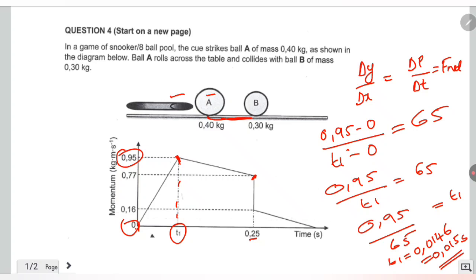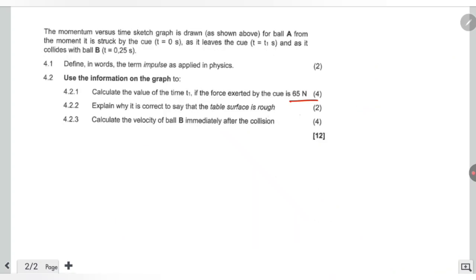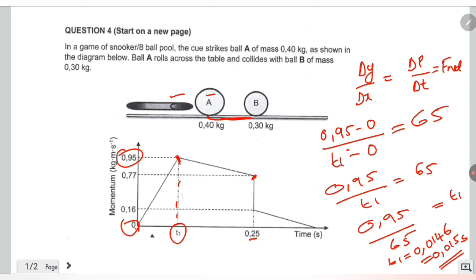Okay, now let's go to 4.2.2. Explain why it is correct to say that the table surface is rough. So that's where we can make use of the movement of A. A moves from here to here, and it strikes B there. While it moves, what happens to the momentum of A? Momentum of A decreases. Usually a momentum graph is constant, momentum will not change. But here the momentum decreases, right?